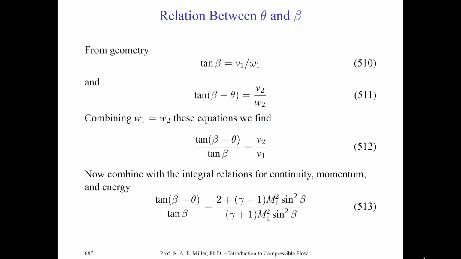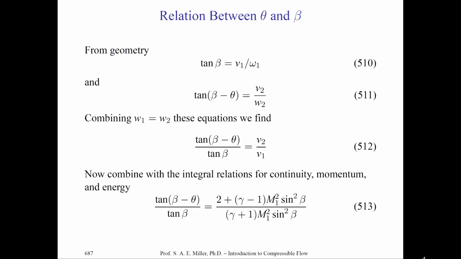We need to find the third important value which closes this system and solution approach. Now from our geometry only, we can see two tangential functions. The first is tangent of beta, the tangent of the wave angle, will go as V1 over W1. And you can show this and prove this to yourself through the trigonometric outline which we showed previously. You can also show that tangent of the difference of the angles, beta minus theta, is V2 over W2.